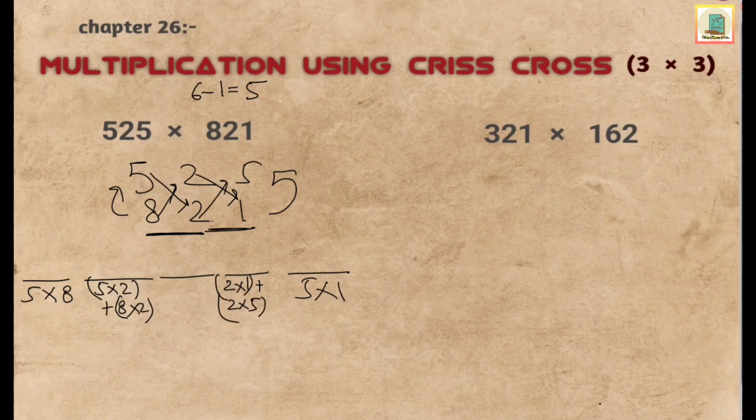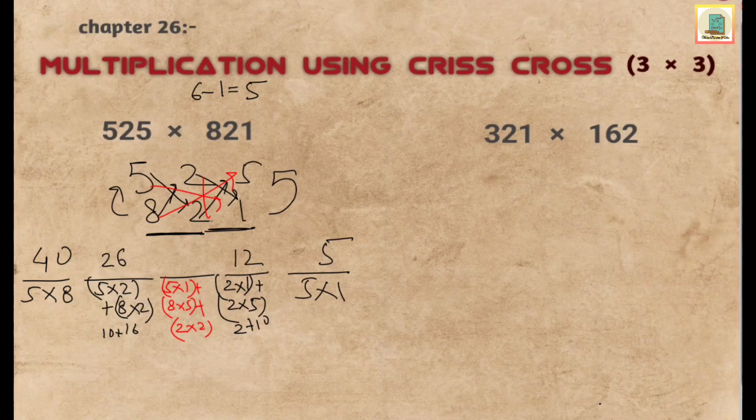And in the third partition, 5 will be multiplied by 1 plus 8 will be multiplied by 5 plus 2 will be multiplied by 2. So now here in the first partition we get 40. In the last partition we get 5. Here 5 plus 2 gives you 10 plus 16. So we get 26. And here in the fourth partition, 2 plus 10, we get 12.